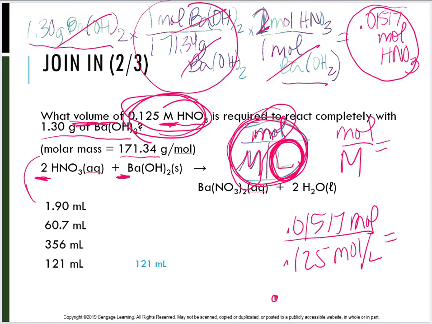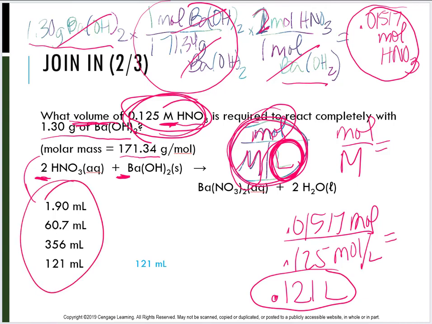And when we do that, I get 0.121 liters. But when I look over here at my options, they're all in milliliters. So I just need to convert to milliliters. Remember, that's 3 decimal points the other way. So this is 121 milliliters. This guy.